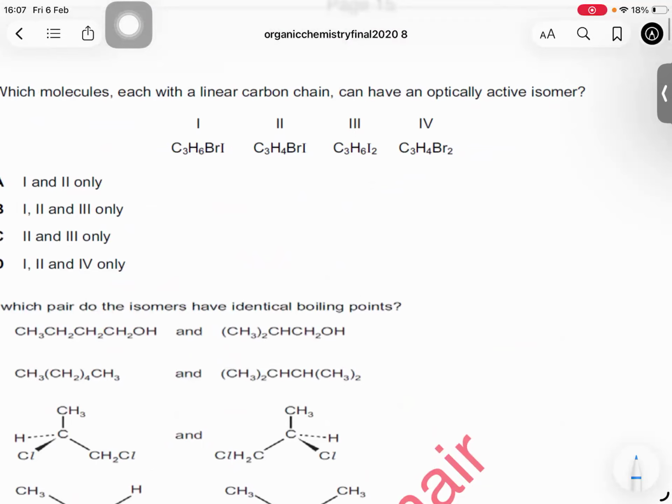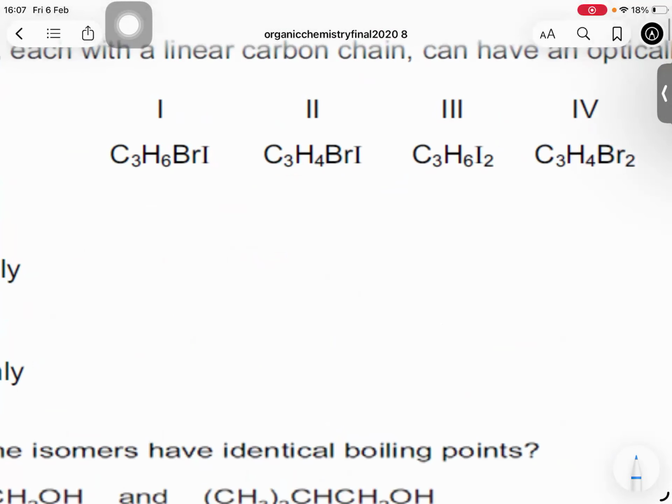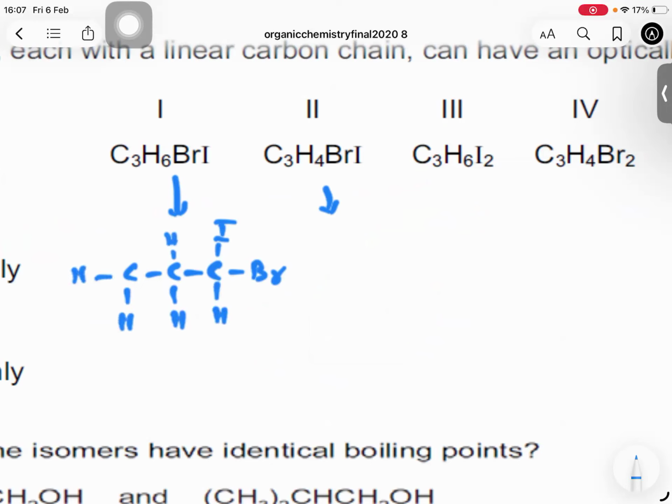So can you please draw the structural isomers for these compounds? C3H6Br. This is C3. Number one, I'm going to draw. This is Br. This is I. And how many hydrogens? 6. So 1, 2, 3, 4, 5, 6. There's one isomer for this. Can you draw the other isomer for this?